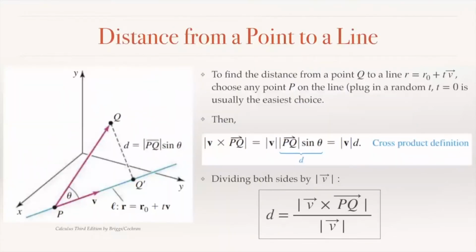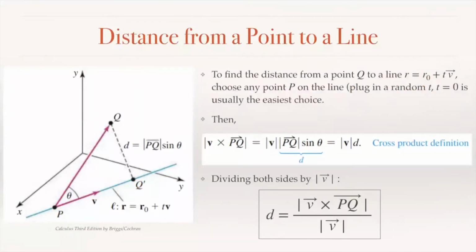And for the distance from a point to a line, we can use our cross product and some clever reasoning to find a very slick equation for this. So to find the distance from a point Q to a given line, what we can do is choose any point on that line. And we can get that point by just plugging in a random t, since every point on the line is given by some t. For example, t equals 0 is usually the easiest choice.